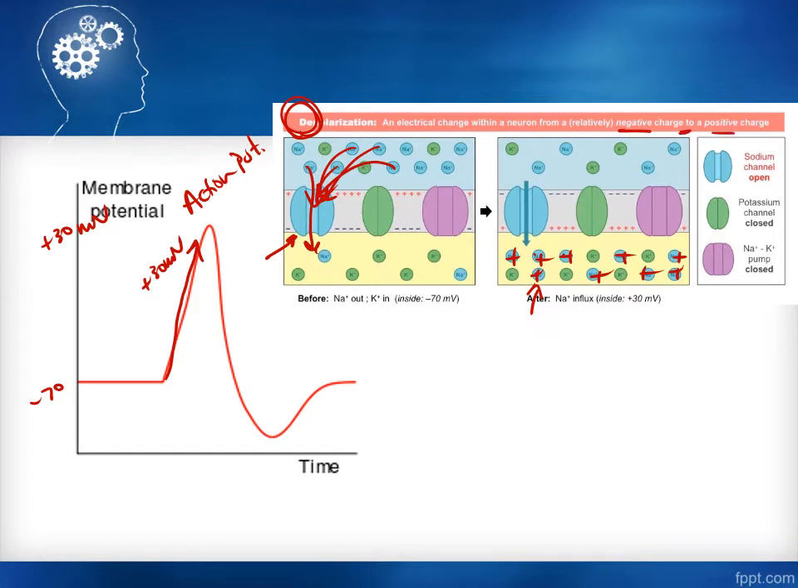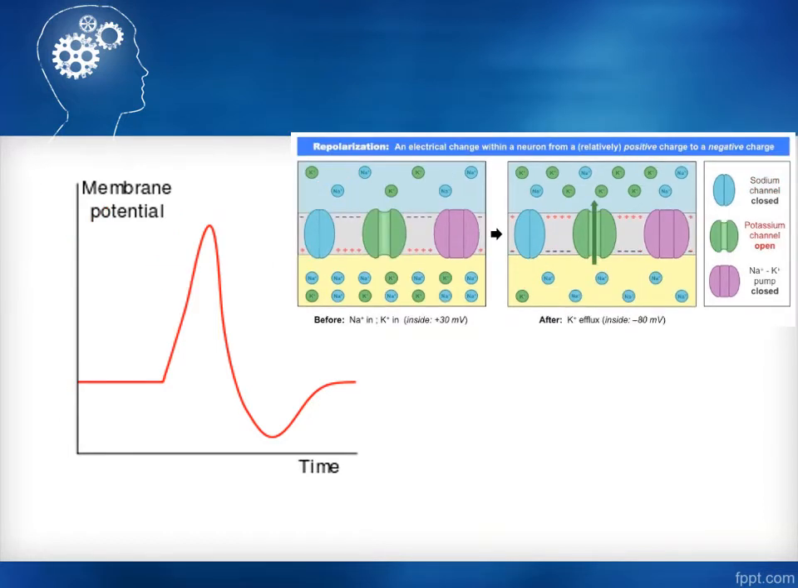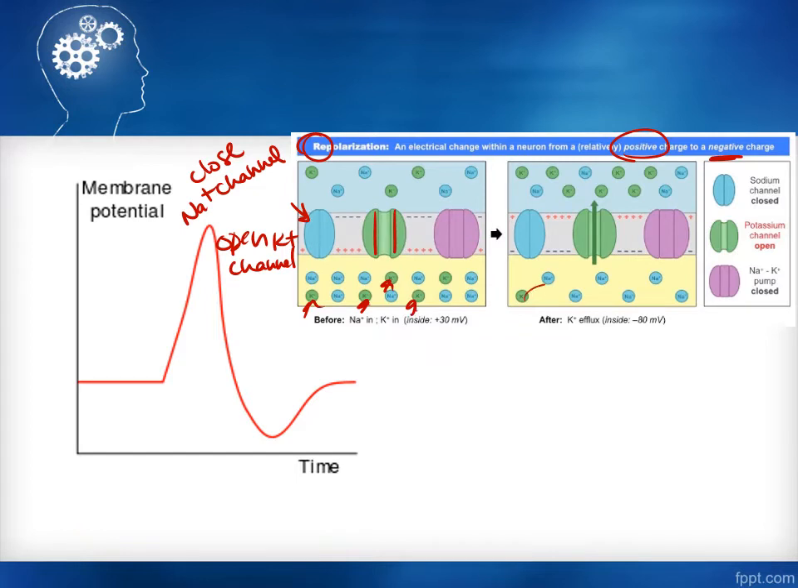This is called depolarization because we go from negative to positive. And then what's going to happen is our sodium channel is going to close back up and potassium is going to open. So now we're going to go from that positive back to negative, which is why we call it repolarization. So we're going to close the sodium channel. No more sodium gets in, but we're going to open the potassium channel. And all that potassium that we worked so hard to get into the cell, it's going to get out, which is going to cause the cell to lose positive things, which makes it become more negative, repolarization.